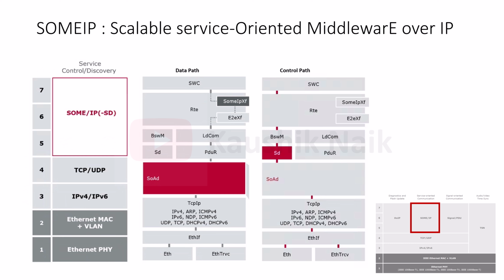The control path involves service discovery and configuration of the SD module. In this module, we need to configure different instances for a service event. It can be for both providing a service or consuming a service. Next is the data path, which involves configuration of SOMEIPXF, which is within the RTE layer and SOAD layer. Part of the SOME/IP protocol is formed in the SOMEIPXF module, and the other part of the protocol is appended in the socket adapter module.